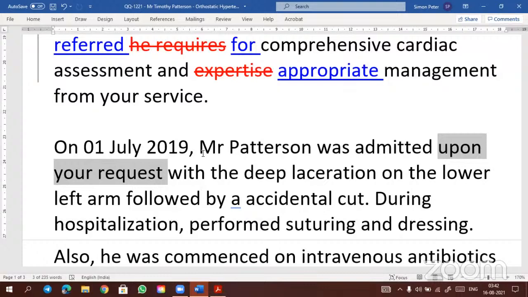Okay. So is this required or not? Because he knows the patient. He only requested, you are telling. So upon your request, why should you say upon your request? Instead of that, admitted to the hospital or admitted to Wilshire Hospital would have been better. Okay, consider that one.